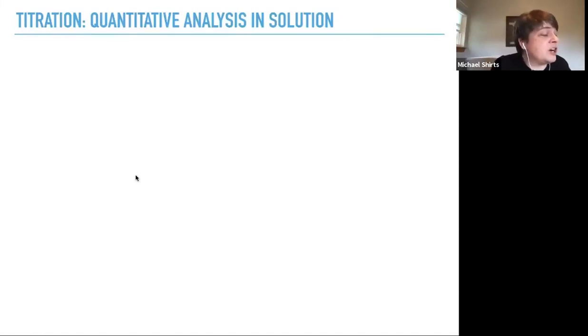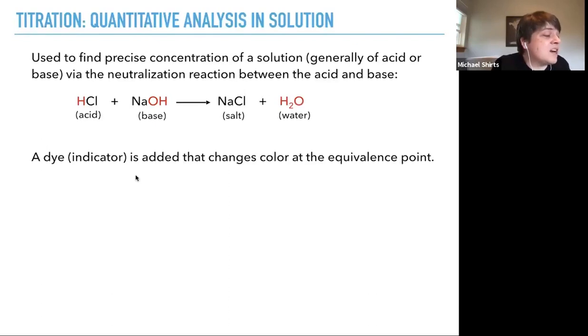So titration is a very common type of quantitative analysis in solution used to find the precise concentration of a solution, generally of an acid or base, via the neutralization reaction between acids and bases. We'll talk a lot more about acids and bases in chemistry later, but for now, we'll assume we're dealing with strong acids and strong bases, and they react completely.